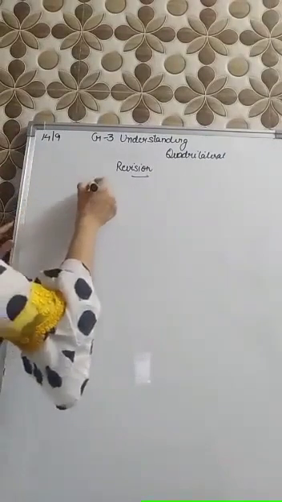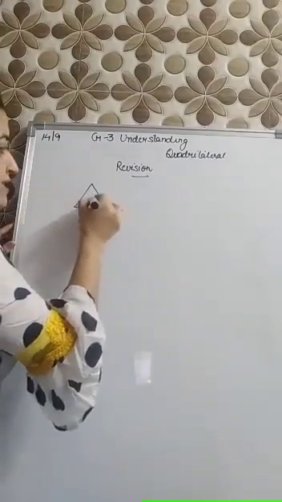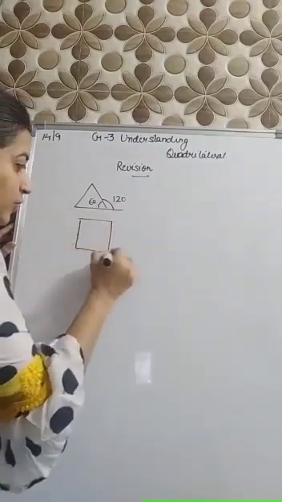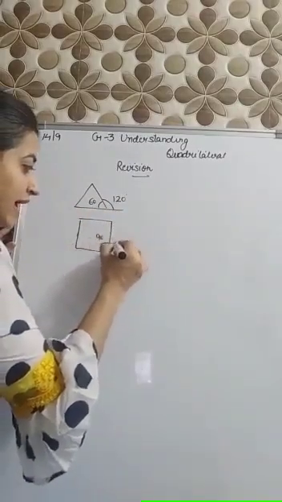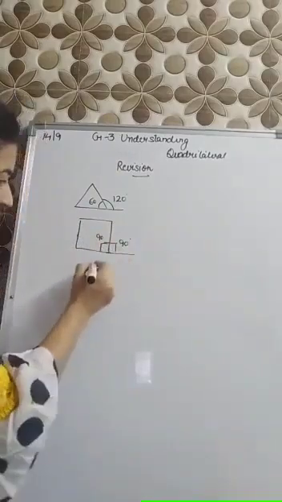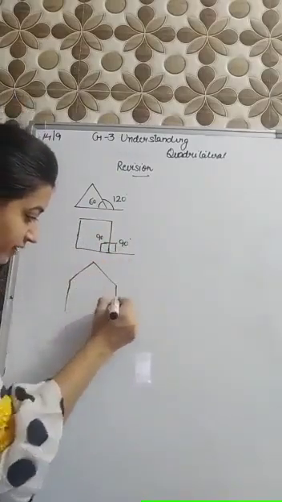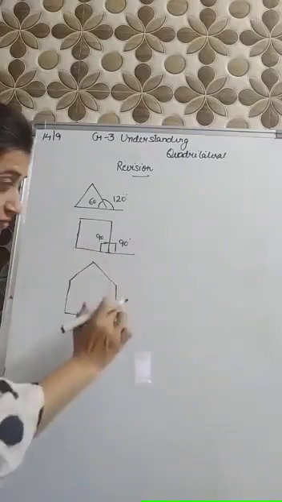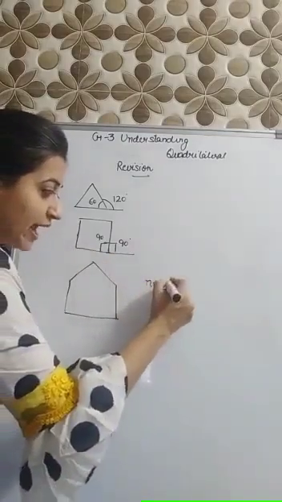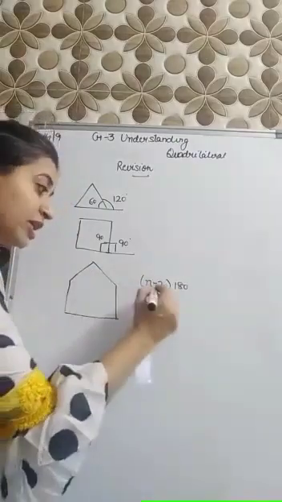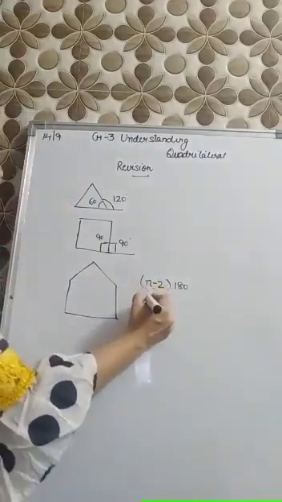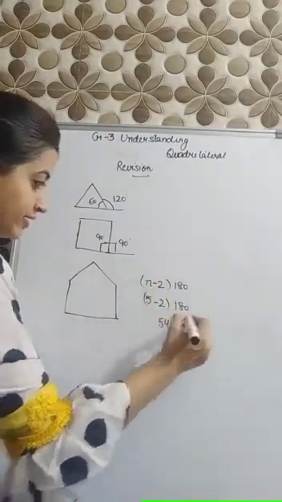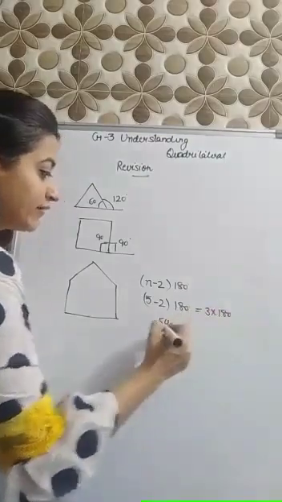Next is, suppose you are given an equilateral triangle whose interior angle is 60 and exterior angle is 120. Next regular figure is a square whose interior angle is 90 and exterior angle is also 90. Next is pentagon. To find the sum of all angles, we have the formula (n minus 2) into 180. If you don't remember, you will use this formula, you will get the sum of all angles. This is 3 into 180, that will give you 540.